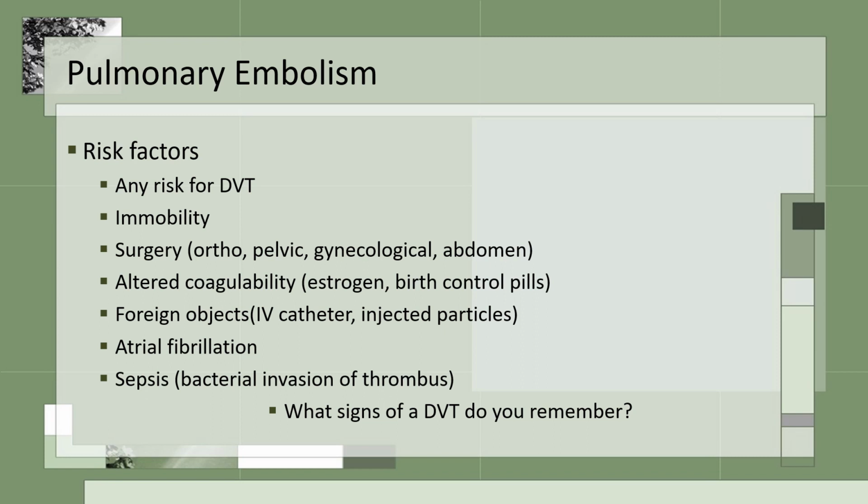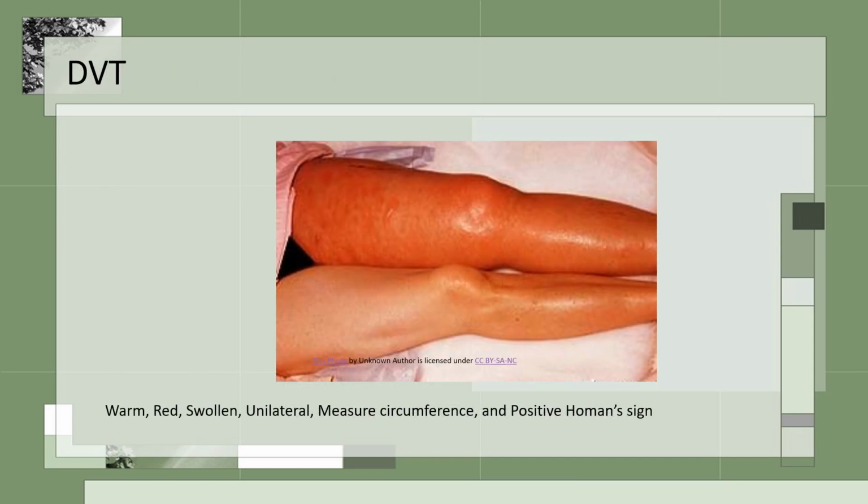So what are the signs of a DVT that you remember? Here's our picture of our lady or man, I think it's a lady, I see pink, that has a DVT. See that very large difference in the legs. It's warm, I think it's warm anyways. It's red, swollen, and it's unilateral, so one's normal, one's not normal. We're going to measure the circumference and test it for a positive Homans sign.